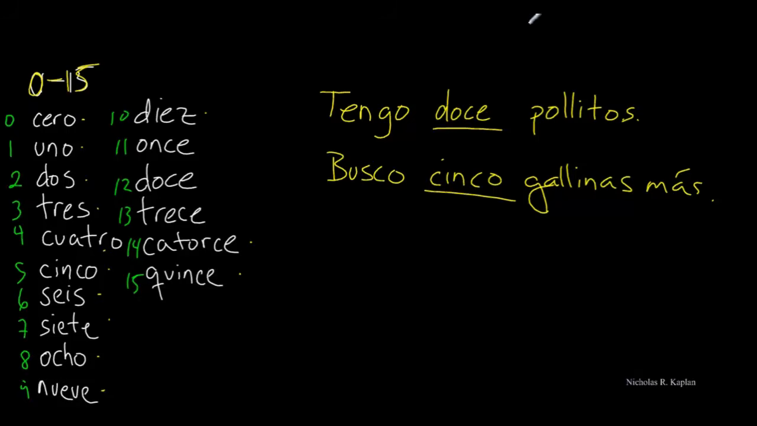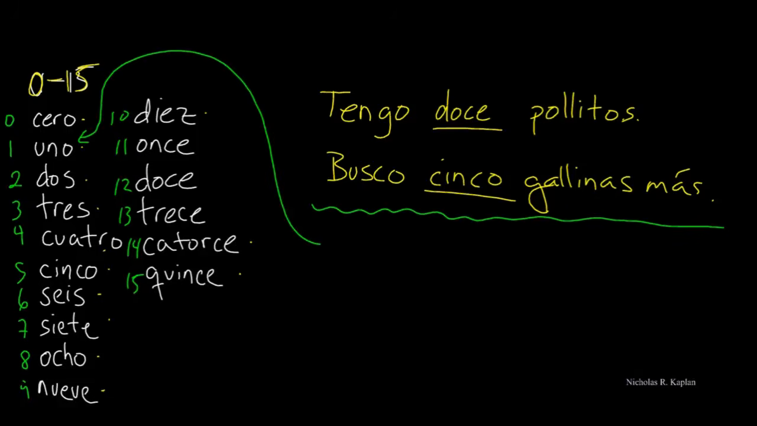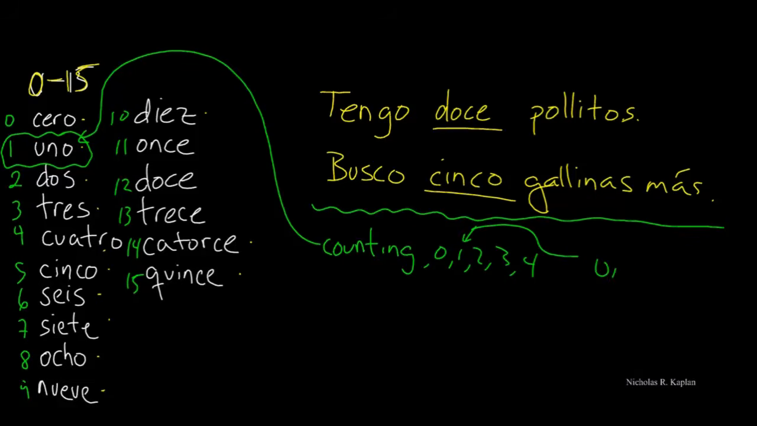When we're working with the numbers 0 through 15, there is one number in particular that we need to pay particular attention to, and that is the number 1. So if we are counting, for example, 0, 1, 2, 3, 4, and we get to that number 1, we will just say uno.